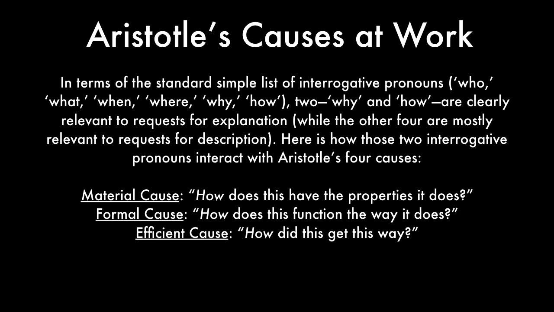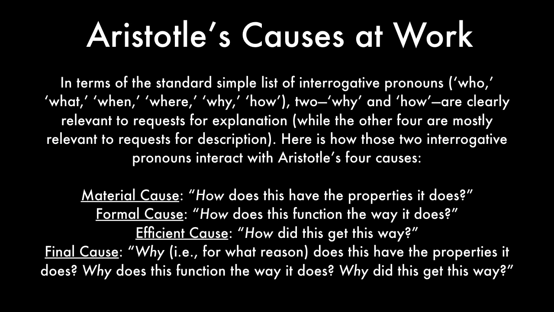Efficient cause, or what we would today just call causation, is what the mechanist thinks is the only thing that matters. Efficient causes seem to be asking about how this thing got this way. What brought this about? So again, this seems to be related to how questions. It's the final cause that seems to be asking a why question. Why, that is, for what reason, for what purpose does this thing have the properties that it does? Why does it function the way that it does? Why did it get this particular way and not some other way? Those why questions seem to be different from the how questions that could be answered by pointing to a material cause, a formal cause, or an efficient cause.